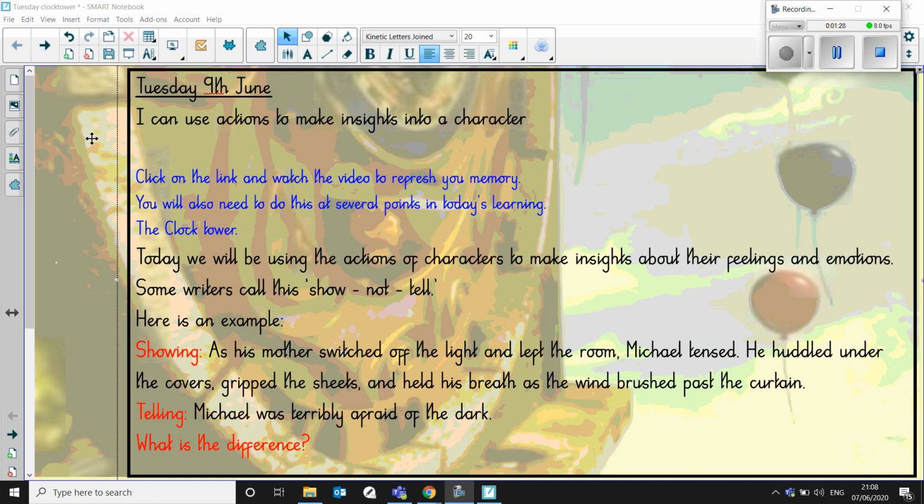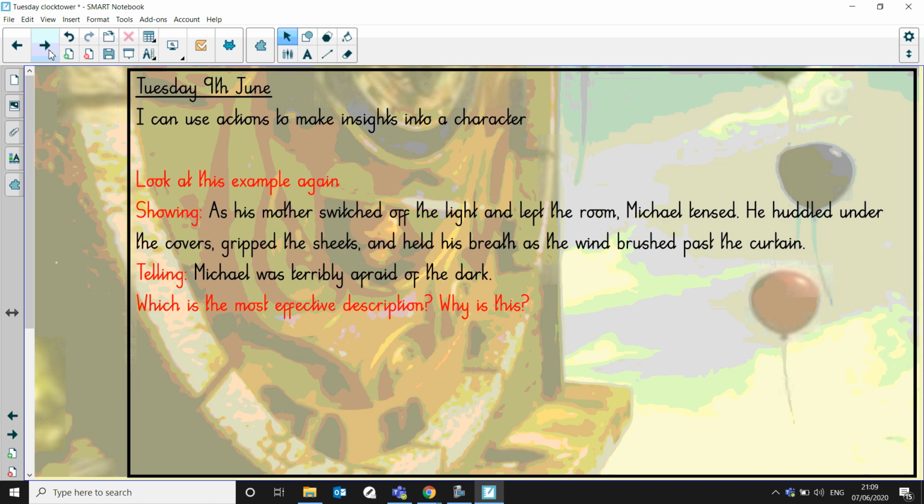So hopefully you came up with something along the lines of that showing engages the reader, it makes them think more, it gives them their own ideas to try and make their own insights about a character, to try and work out for themselves. And as a reader, that's really important. So when you're writing, if you can include this technique, you really hook your reader in because you're making them think.